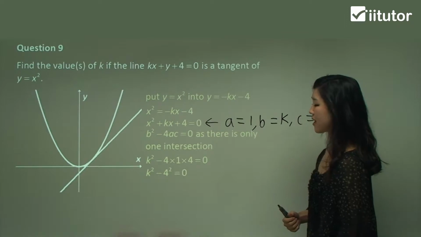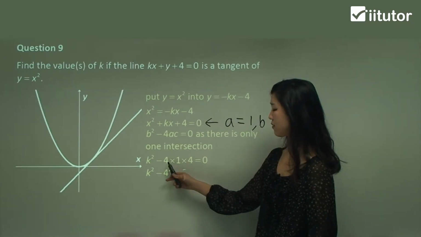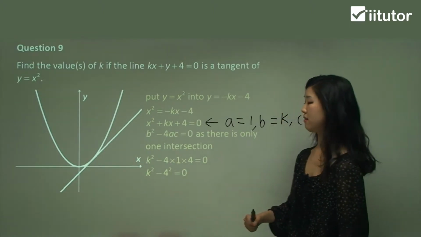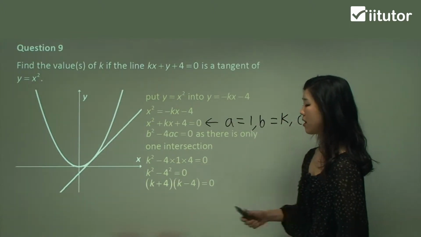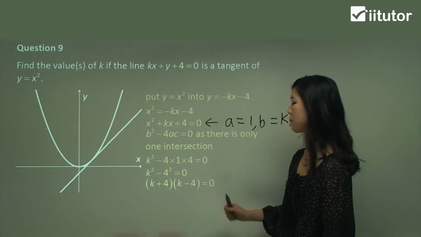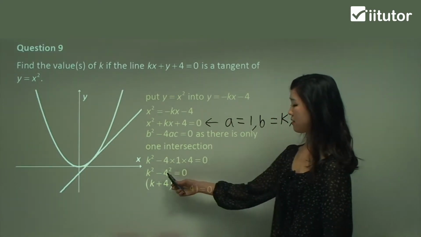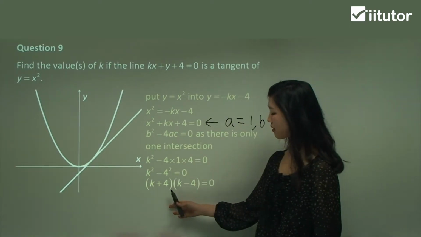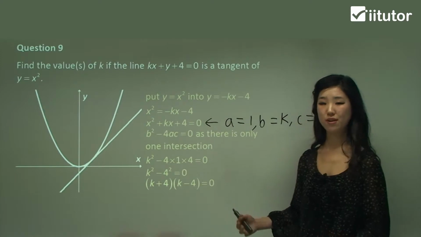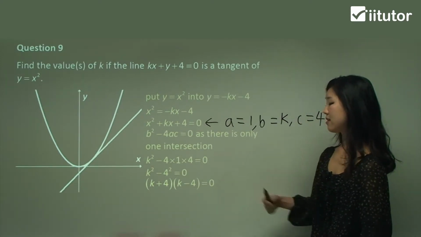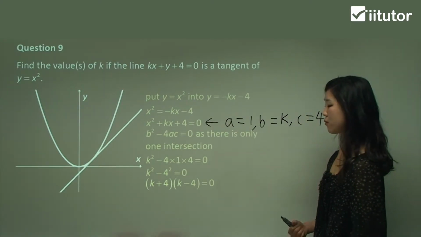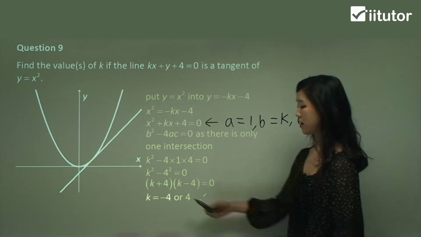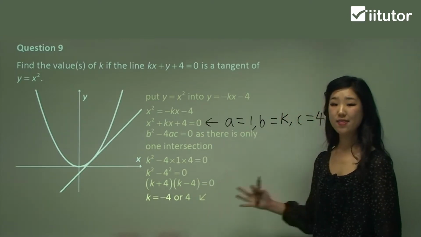Simplify, guys. k squared minus 4 squared, because see, 4 times 1 is just 4, times 4 makes 4 squared, doesn't it? Alright, I'm going to go (k plus 4)(k minus 4) equals 0. Because see how this one's k squared minus 4 squared? A square minus a square goes (k plus 4)(k minus 4). Just factorize it. Okay, so now (k plus 4)(k minus 4) equals 0. Therefore, k is negative 4 or positive 4. Okay, negative 4 or positive 4. And those are the solutions for k.